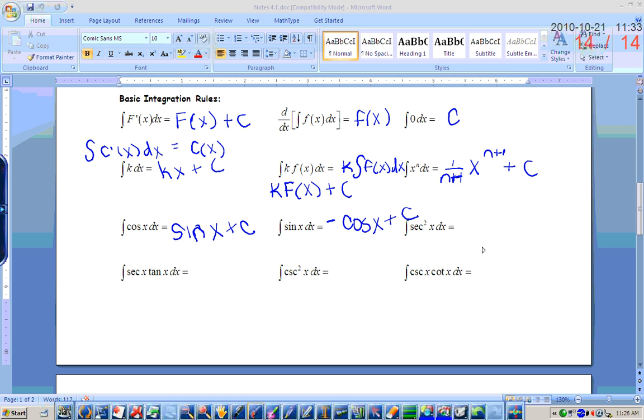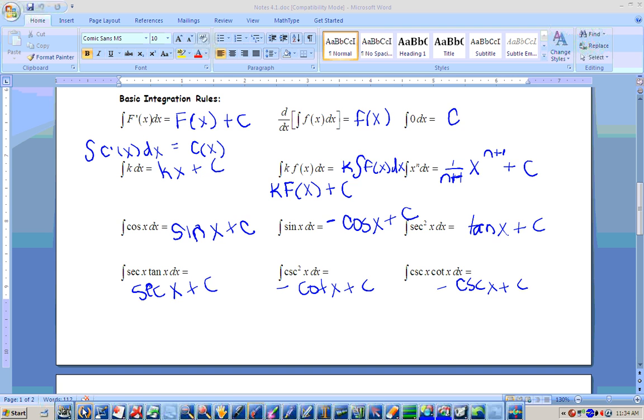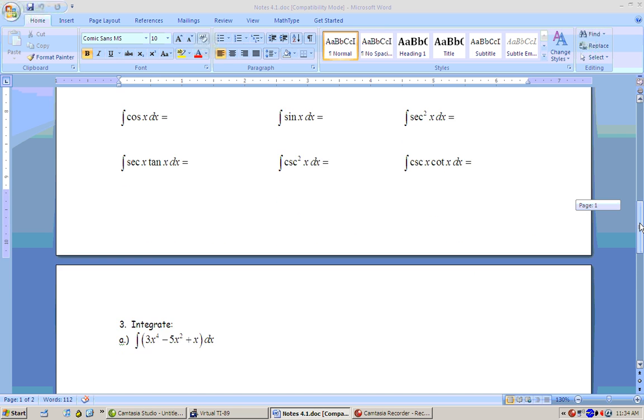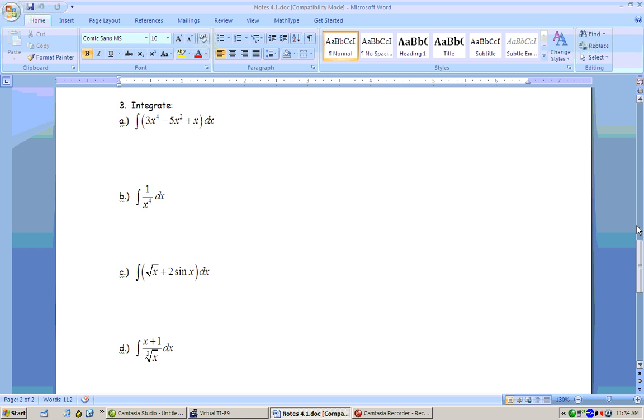What function has a derivative of secant squared? Tangent x plus c. What function has a derivative of secant tan? Secant x plus c. Negative cotangent x plus c, and negative cosecant x plus c. We will learn the integrals of just plain old tan, cosecant, cotan, and secant, but not for a few weeks. So right now, in terms of trig functions, we're limited to integrating things that have known derivatives.